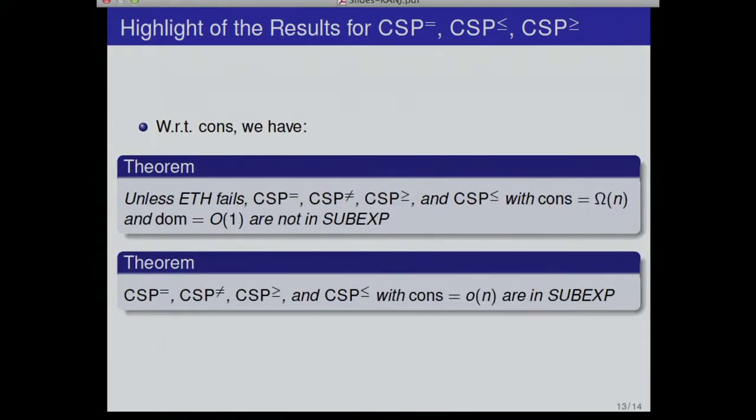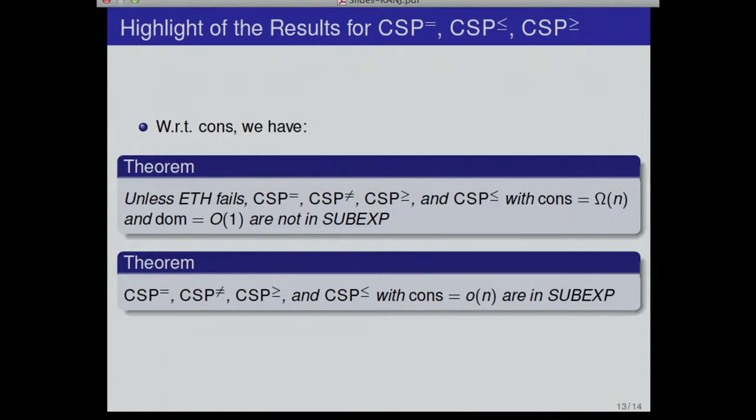And finally, with respect to the number of constraints, we could show that all these problems are unlikely to be in sub-exponential time, again under ETH, when the number of constraints is linear and the domain size is constant. On the other hand, if the number of constraints is sublinear, then all these problems are solvable in sub-exponential time. And this is some of the very recent result that we obtained. Here you use kind of dynamic programming to get this sub-exponential time algorithm.